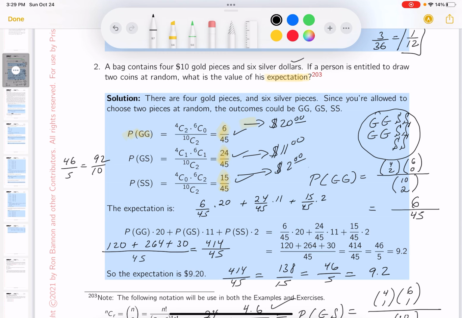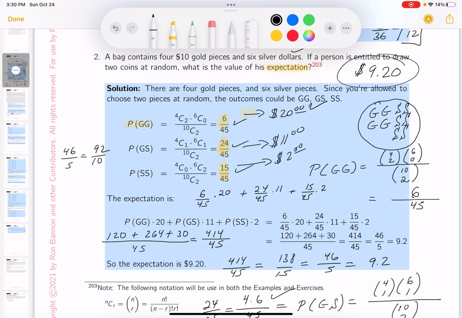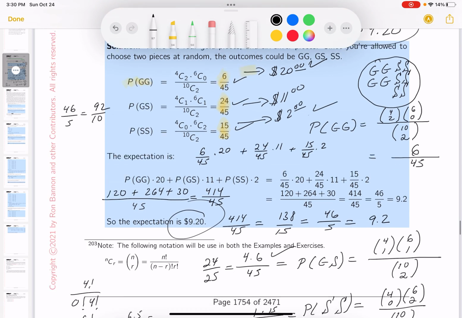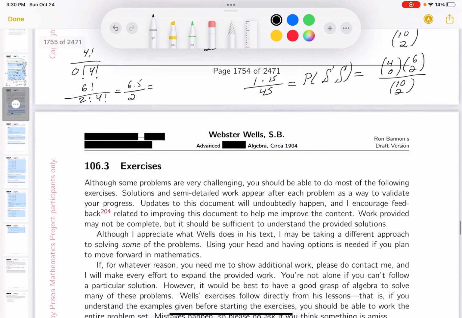Now someone says, what does 9.2 mean? Well, it's money. My expectation, if I pick 2 coins at random from a bag that contains these coins of those values, would be $9.20. That's my expectation. The best I could do is 20. The worst I could do is $2. You get the idea. So the expectation is $9.20. All right? So I think that's it, and it is.